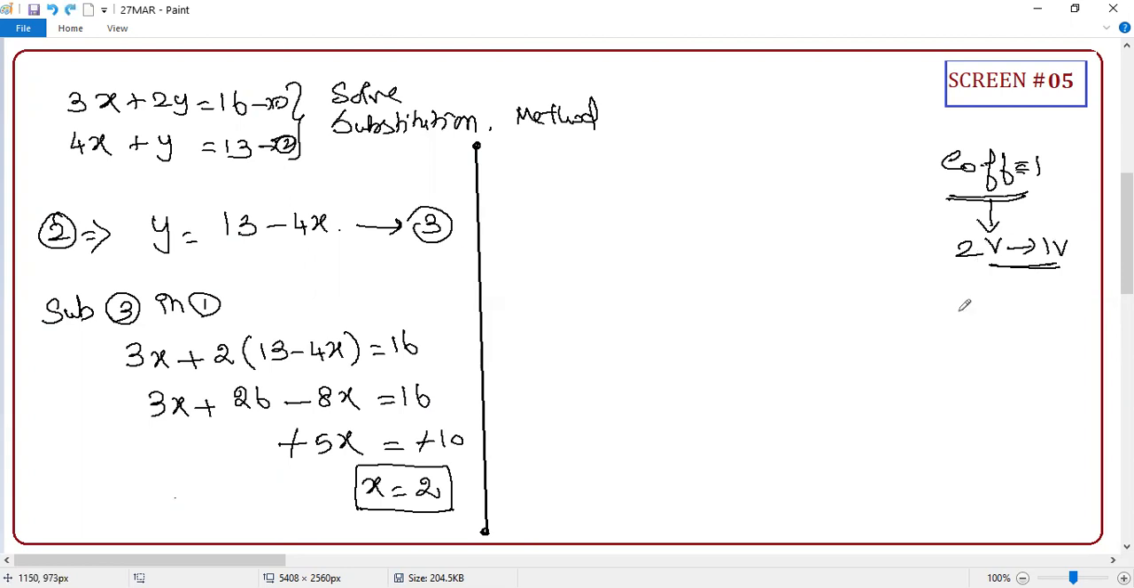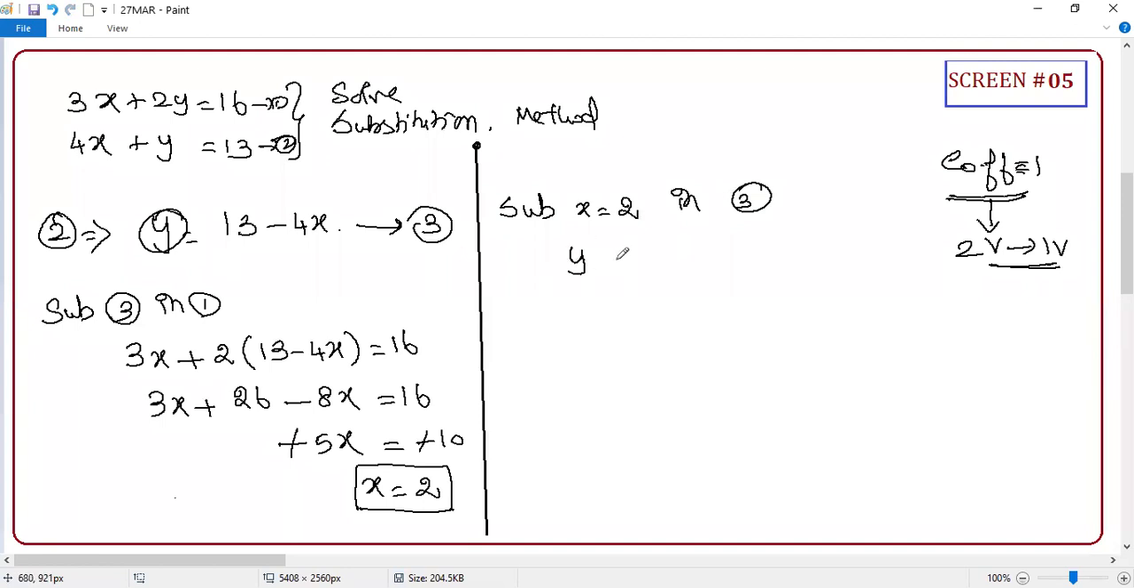Crystal clear or not? Now, what is the next thing I'm going to do? This is the first substitution. Next, you can substitute this x equal to 2 in equation number 3 to find the value of y. So substitute x equal to 2 in 3. Clear or not? Sir, why am I substituting in 3? Shall I substitute in 1 and 2? Yes, you can substitute. But this is easy, no? Y is a direct answer you will get.